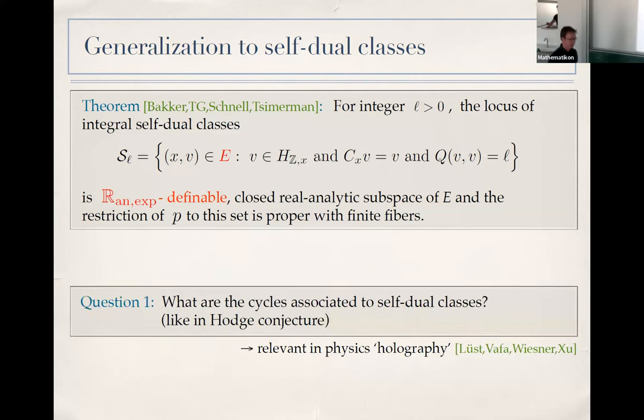So now a question to the mathematicians. What is the analog of the Hodge conjecture in this case? What are the cycles associated to the self-dual class? That would be very interesting for holography, because in holography we often replace flux by cycles, and then we have sort of brane configurations. And this is an open question. Maybe one of you has a good guess for this. What is the analog of the algebraic cycle which you have in the Hodge conjecture? What is the analog here for the self-dual case?